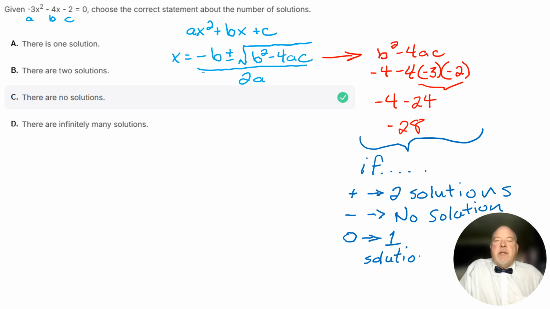All right, so that's a really easy way if you're asked to find how many solutions there are to a quadratic equation. Just look at the quadratic formula and just find the value of this piece under the radical. And again, that's called the discriminant. And so you find that value. If it's positive, there's two solutions. If it's negative, there's no solution. And if it's 0, then there's one solution.